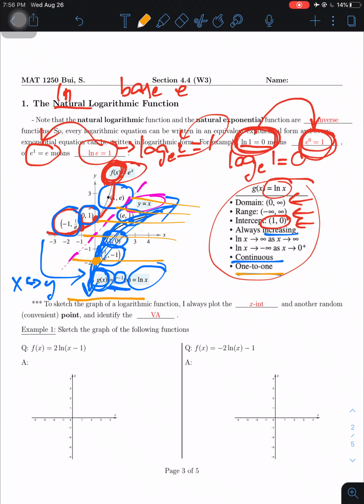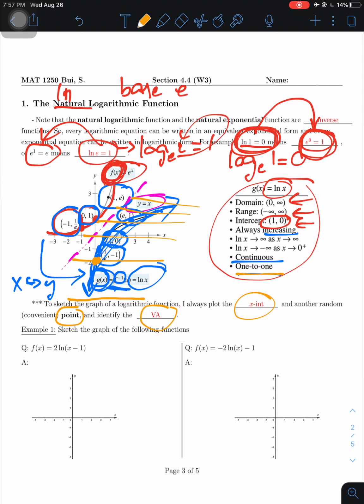So personal tips. To sketch the graph of logarithmic functions, I always plot the x-intercept. That's 1 point. And another random point. That's the second point. And identify the VA, the vertical asymptote.